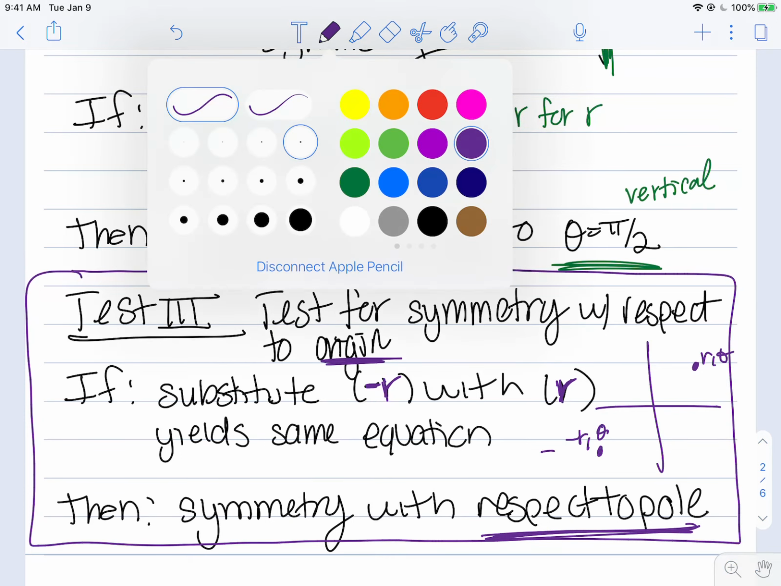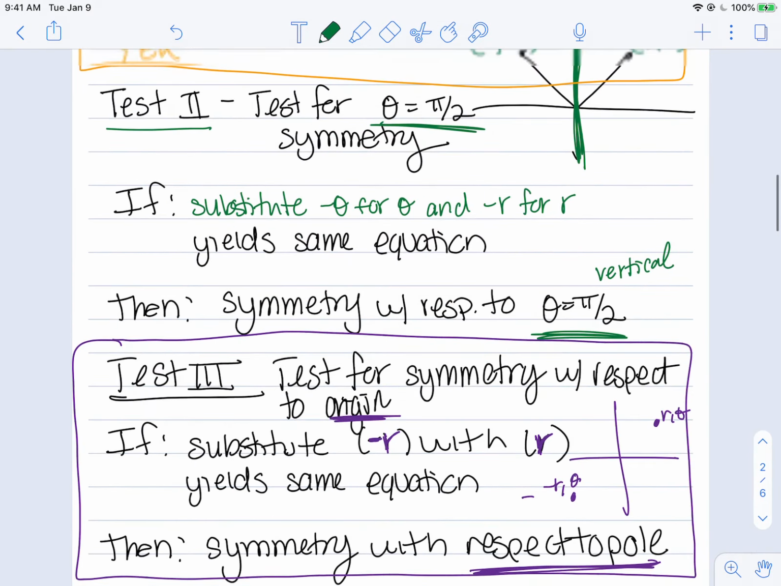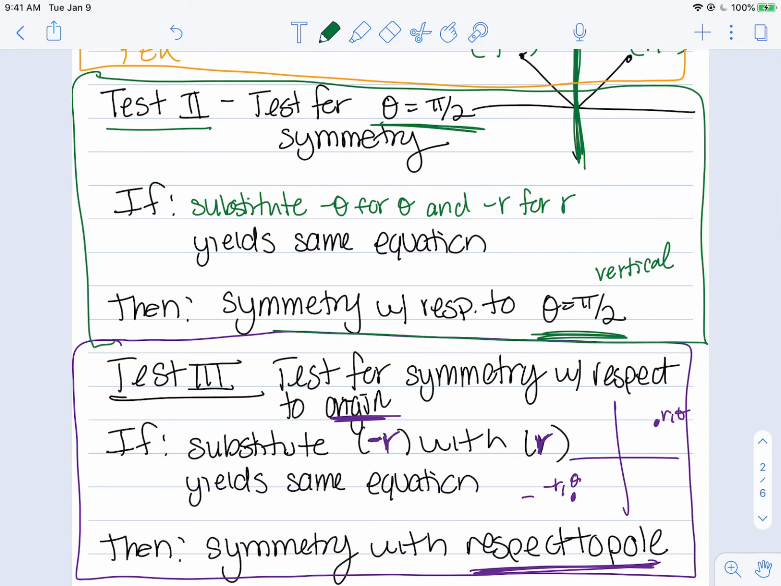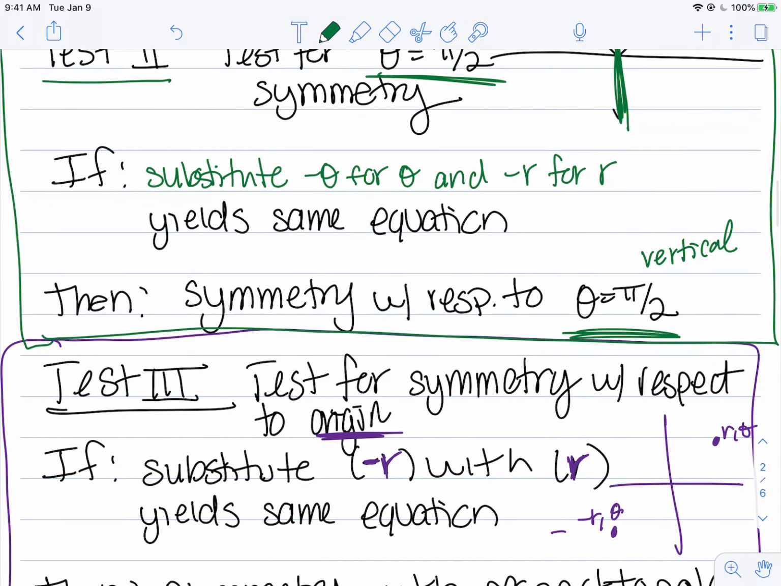So all these tests, I want you to make some flashcards, okay? I'm going to let you use flashcards on the test because I don't have much of a choice here. So might as well practice. Okay, so these are the tests. We're going to try some examples next.